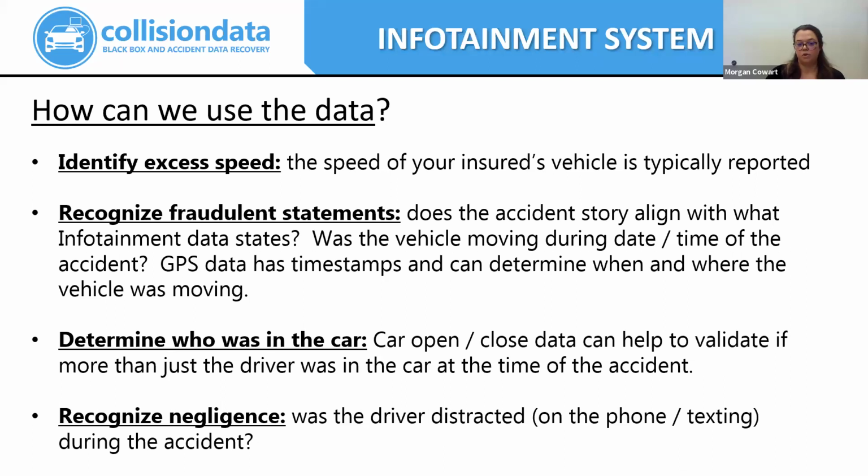It could also help determine who was in the car if that's relevant to the case. As we saw, it shows door openings and closings of the passenger and the driver sides. So if they said they were in the car alone, but the data shows that the doors opened and closed within a few seconds of each other, that would indicate someone else was in the vehicle. And then it's also great for helping to recognize driver negligence. Were they distracted on their phone at the time of the accident?